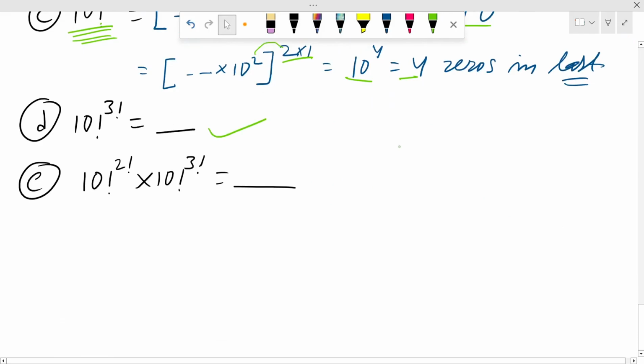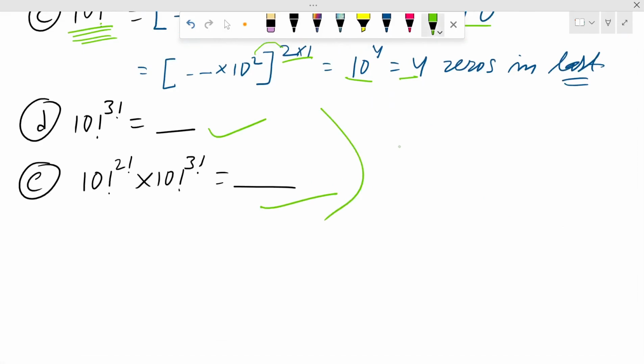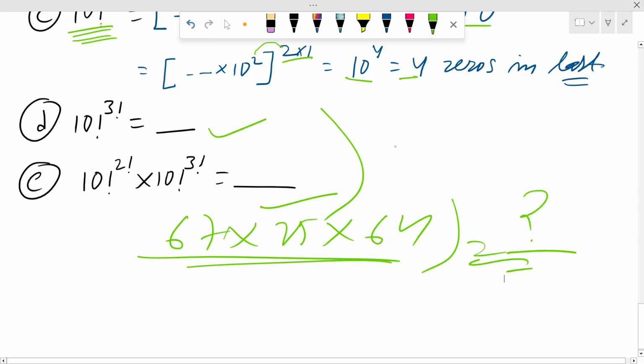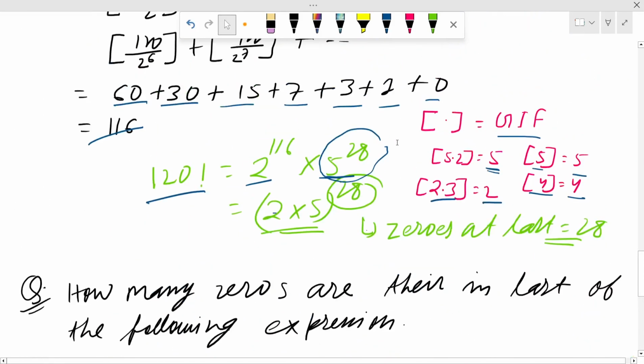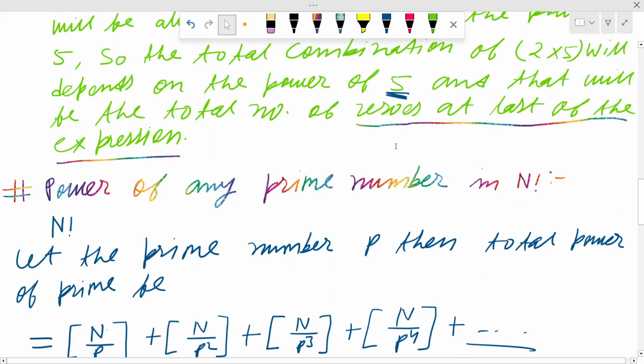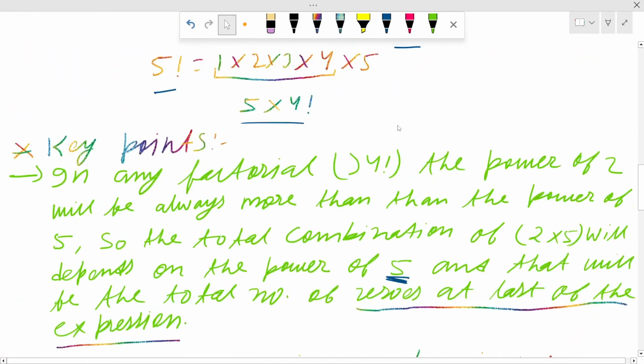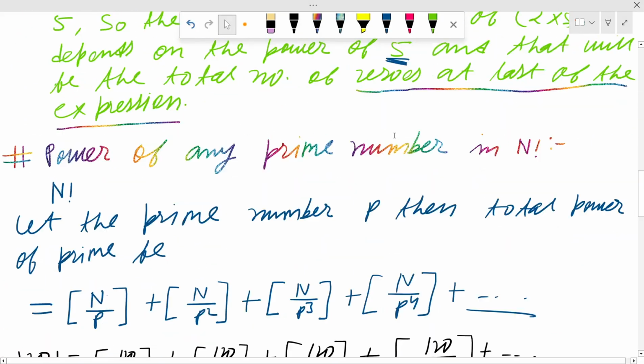You should try this question and other questions on factorials, and expressions like 6 to the power 7 into 25 to the power 64 as well. Find how many zeros are at the end of the expression. So this is the concept to remember. You can find it easily: for any expression, always find the power of 5. Thank you, guys.